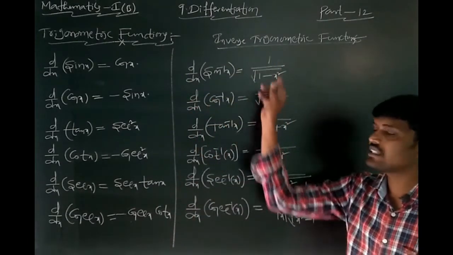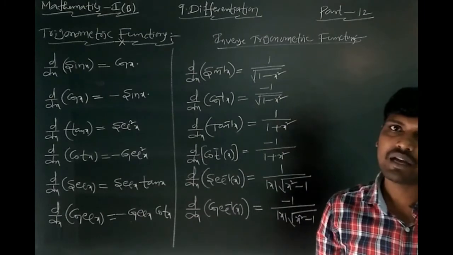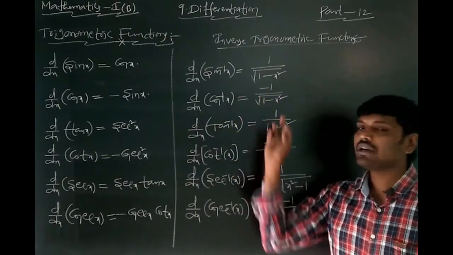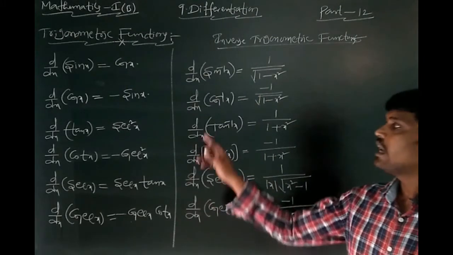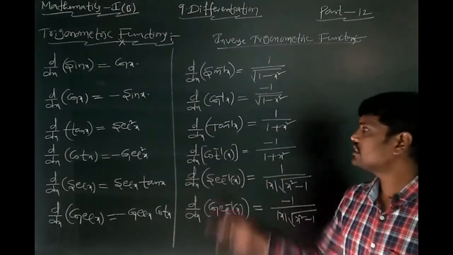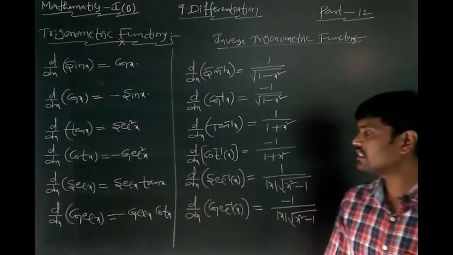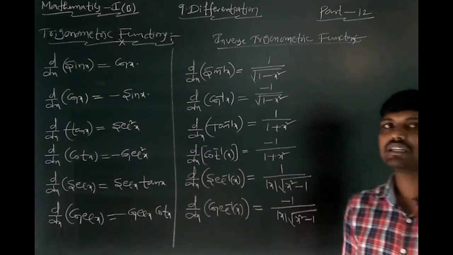Derivative of sin inverse x is 1 by square root of 1 minus x square. Derivative of cos inverse x is minus 1 by square root of 1 minus x square. Derivative of tan inverse x is 1 by 1 plus x square. Derivative of cot inverse x is minus 1 by 1 plus x square.